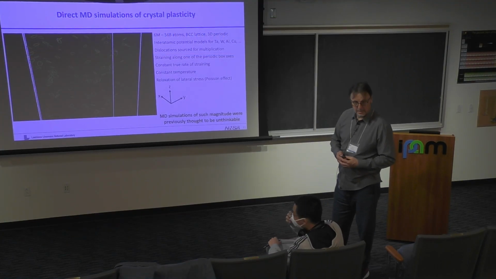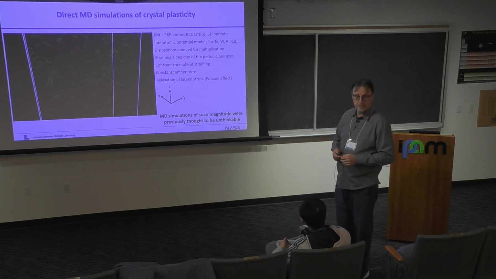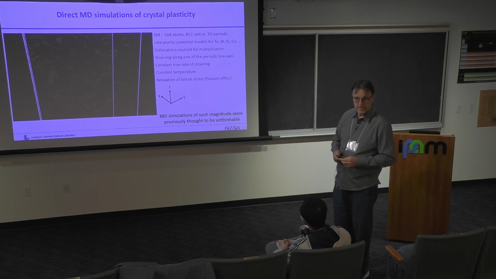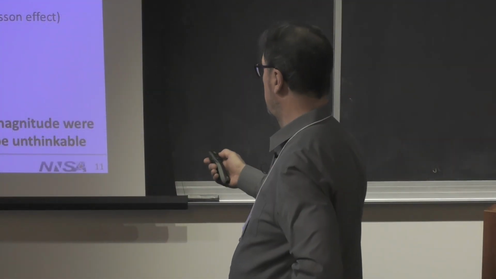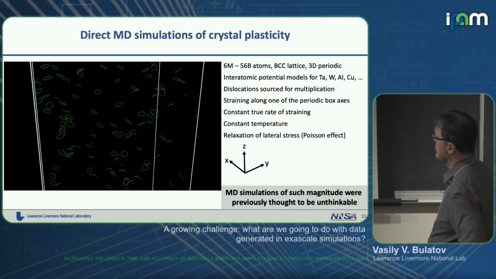It's mostly metals, but it doesn't have to be. This can be done on pretty much anything you have an interatomic potential for. But of course we're interested in crystalline materials, mostly metals. Some of them are listed here: tantalum, tungsten, aluminum, copper, and so on and so forth. This particular simulation I start with is of tantalum.